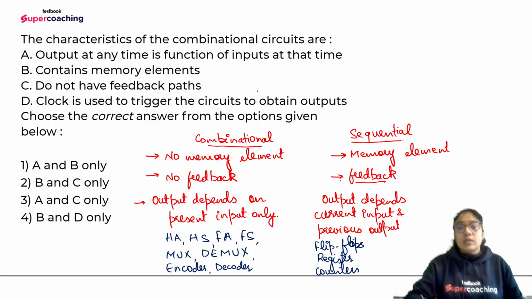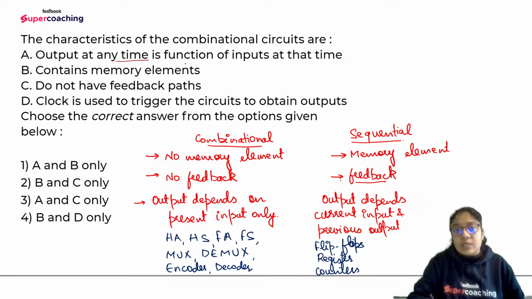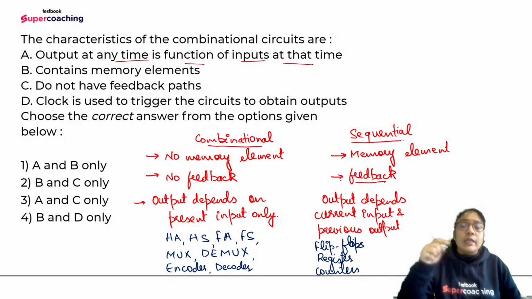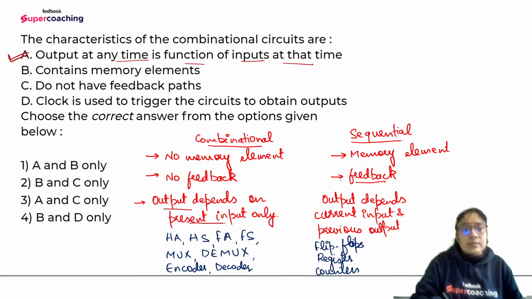Now go through the characteristics which are given. So first of all, it is saying that the output at any time is function of inputs at that time. किसी भी टाइम पे आउटपुट क्या होगी which is dependent on the input present at that time. So is this a property of combinational circuit? Output depends on present input only. That means current input जो भी है, it is based on that. So A is correct. Characteristic for combinational circuits.